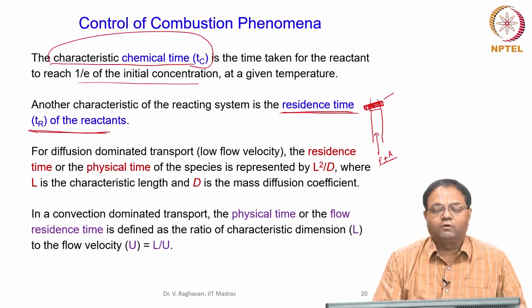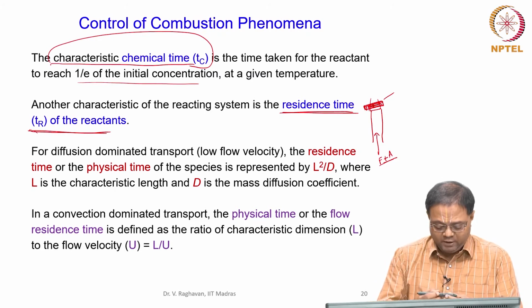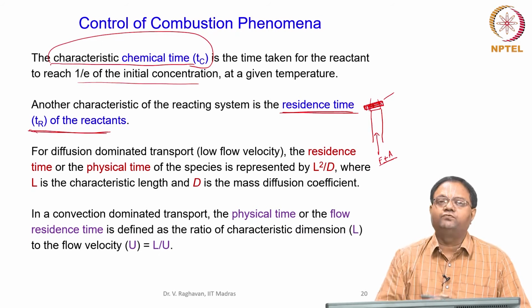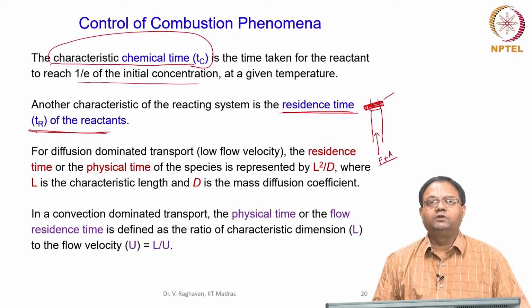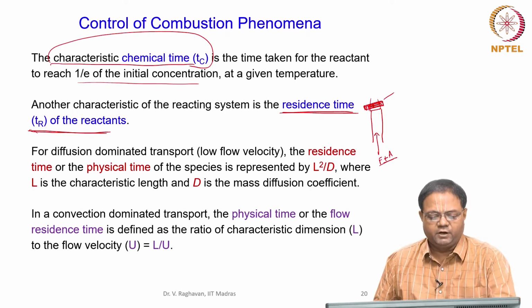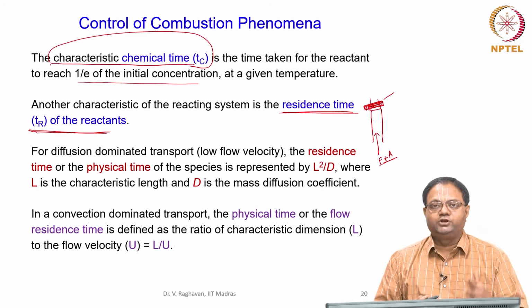We know how to calculate the chemical time; we have seen already by using first order and second order reactions, etc. We have definitions for the chemical time, so we can use that. The rate of the reaction will be used to calculate the chemical time. Residence time you have to calculate. Now, there are two conditions.